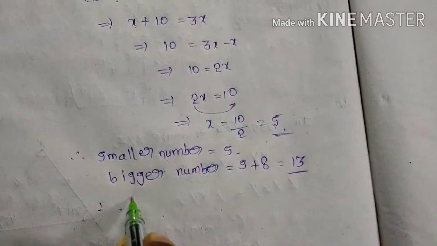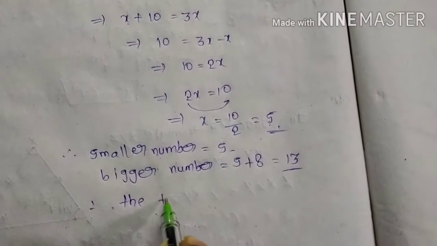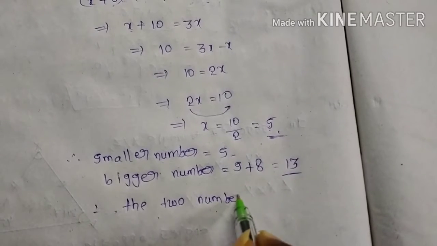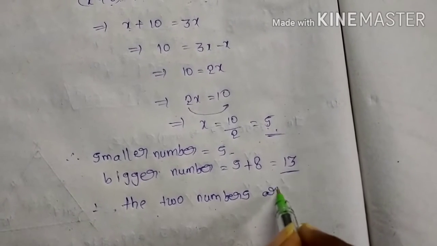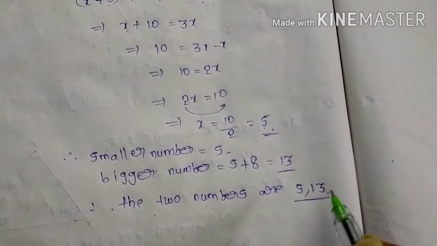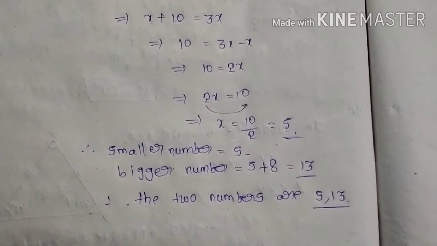That means, therefore, the two numbers, they are asking in our question, find the numbers, yes or no? Therefore you can write here the two numbers are 5 comma 13. Your answer is 5 comma 13.